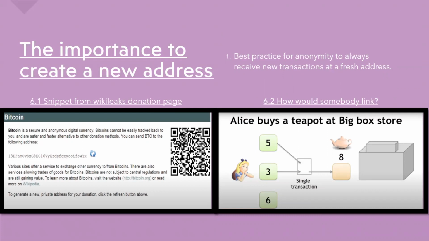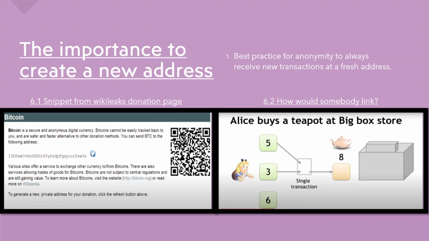6.2. How would somebody link? Alice wants to buy a teapot that costs 8 bitcoins. Imagine that her bitcoins are in 3 separate unspent outputs at different addresses whose amounts are 3, 5, and 6 bitcoins. Alice doesn't have an address with 8 bitcoins sitting in it, so she must combine two of her outputs as inputs into a single transaction to make up the amount that she pays to the store.